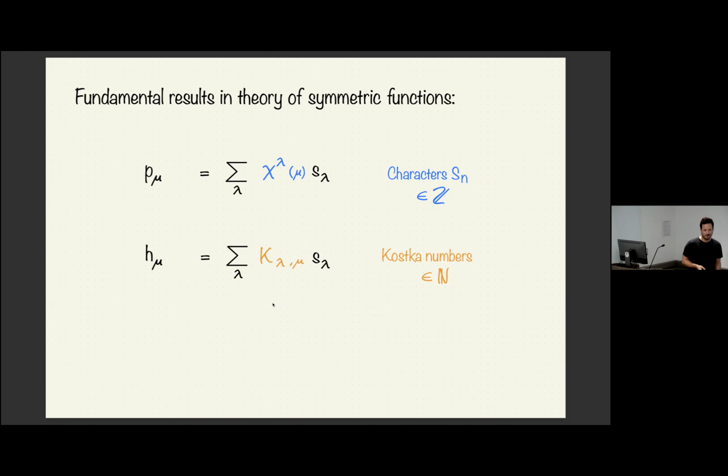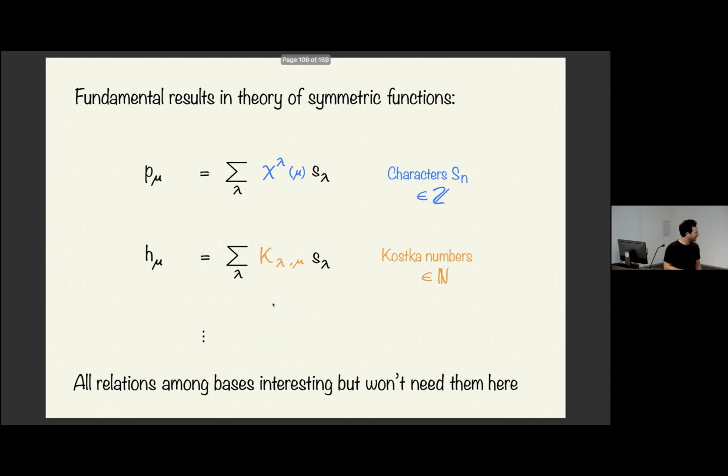These are all classic results in the theory of symmetric functions, which I'm not going to prove here. Okay, so there are all sorts of relations in the different bases. They all compute interesting things, okay? And they're kind of related. So some of these guys are inverses of each other.